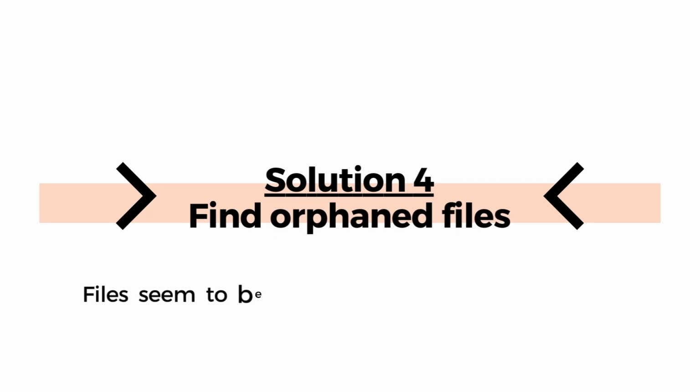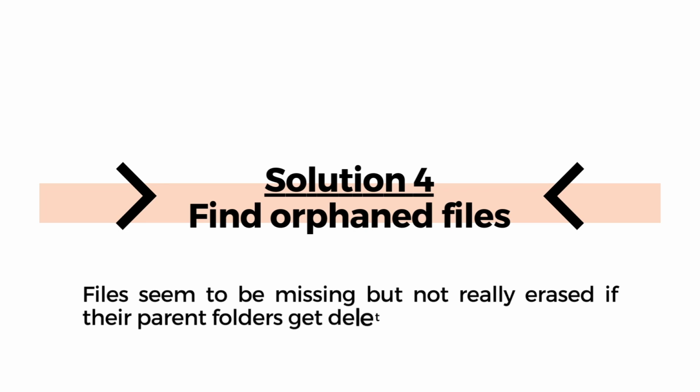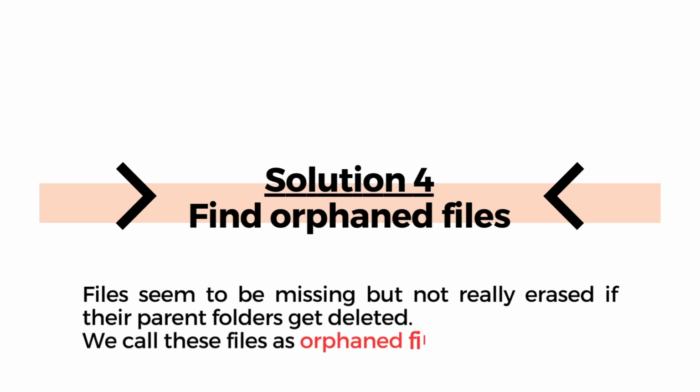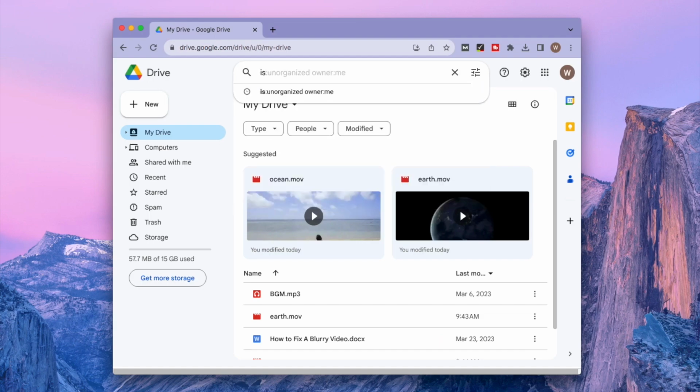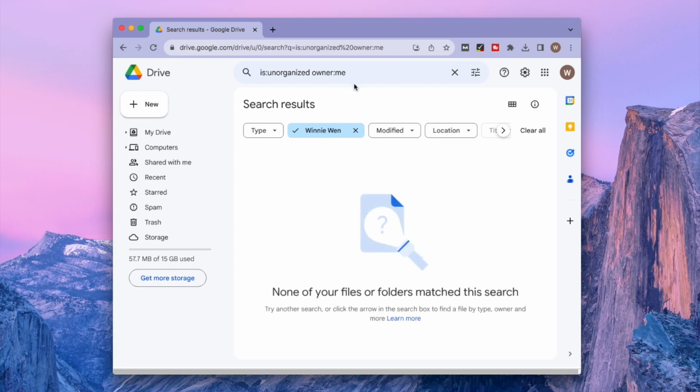Files seem to be missing but not really erased. If their parent folders get deleted, we call these files orphaned files. To find them, type "is:unorganized owner:me" into the search bar. Verify if you can see the disappeared files.